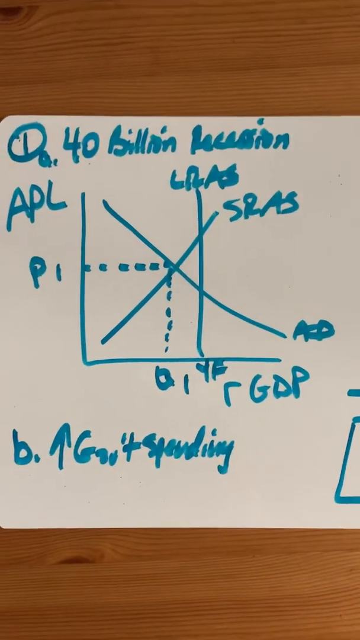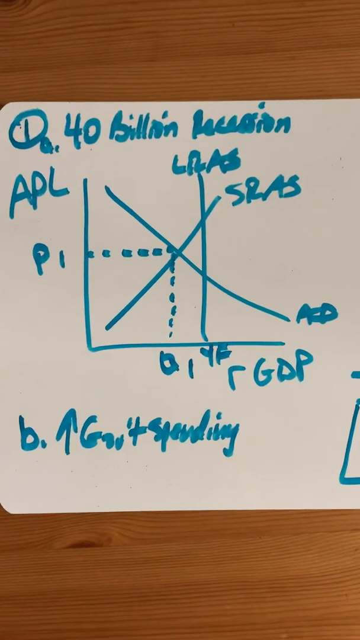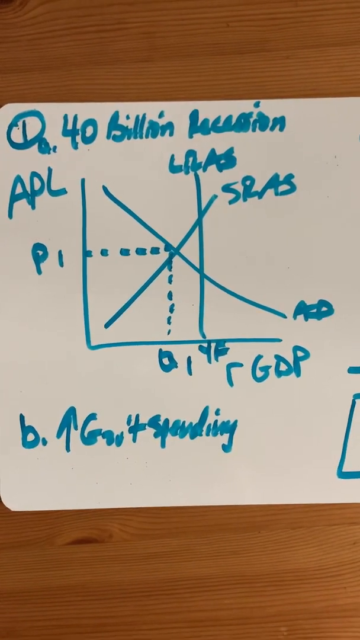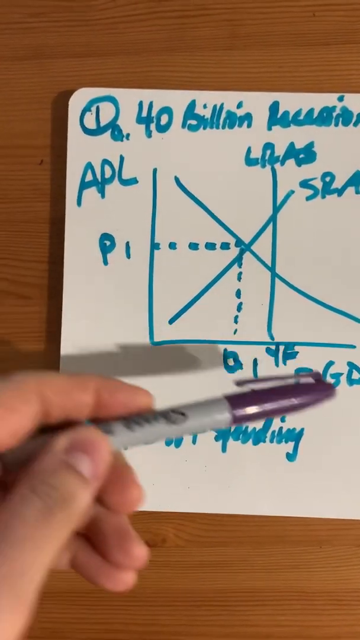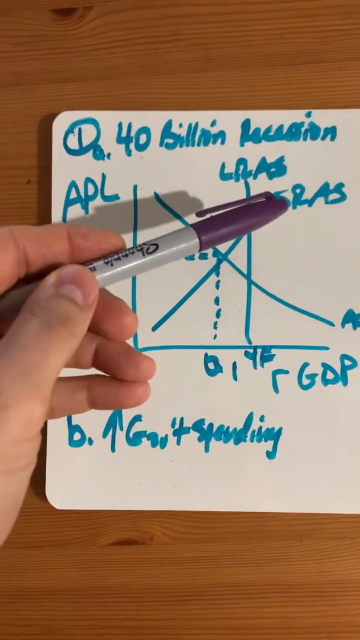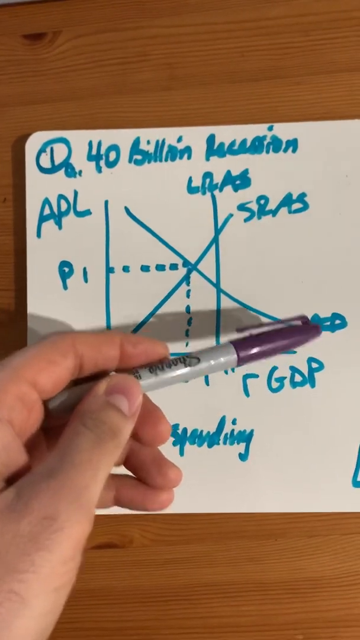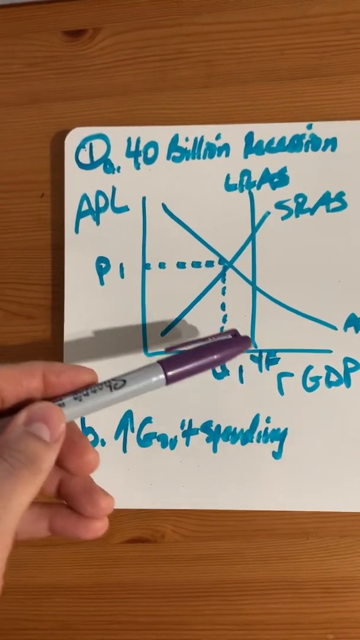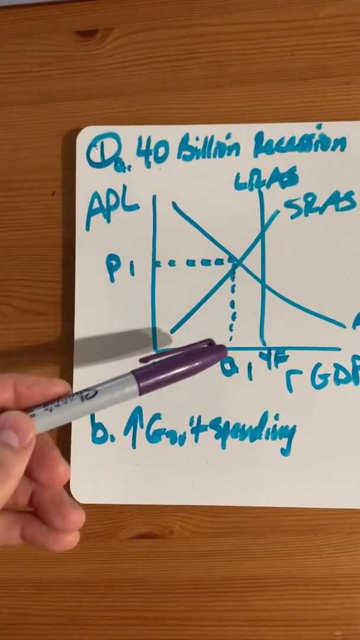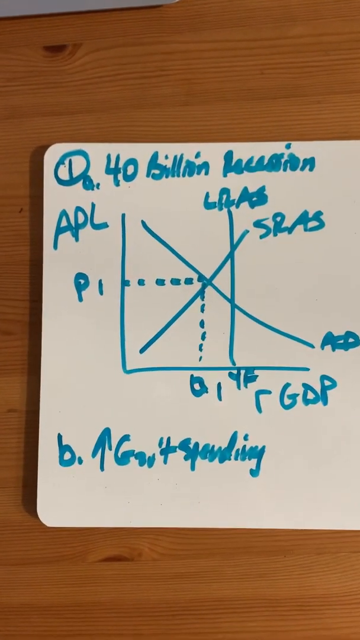You have a $40 billion recession. It says to draw an aggregate demand, aggregate supply curve. So we've got average price level, we've got real GDP, SRAS, aggregate demand, long run aggregate supply with full employment, and this is our current recession. All points for that answer.